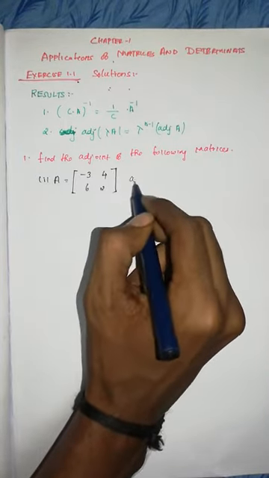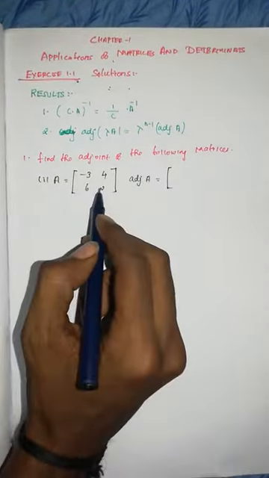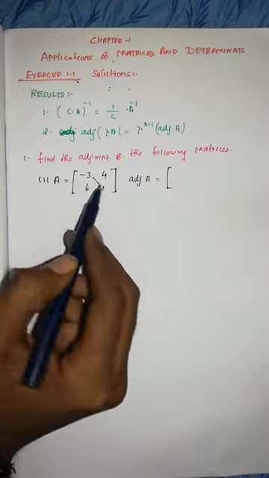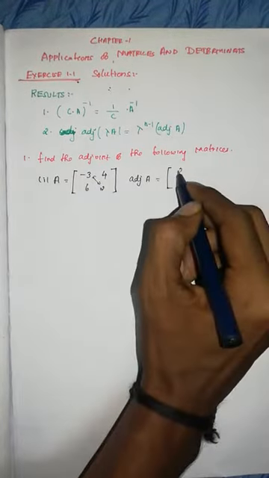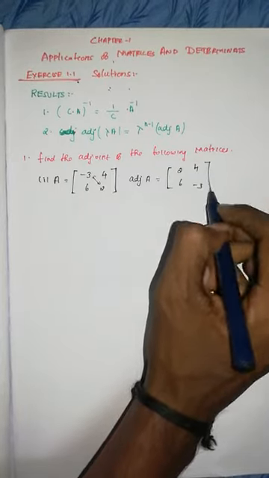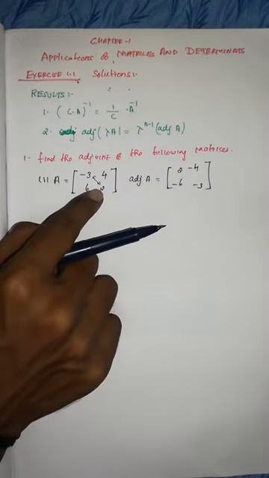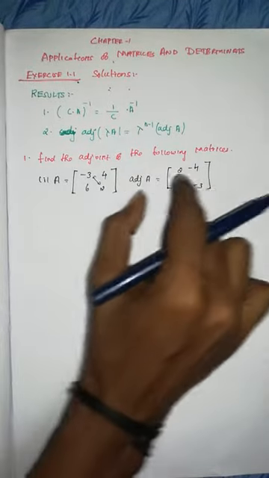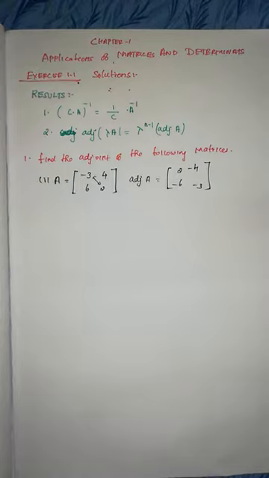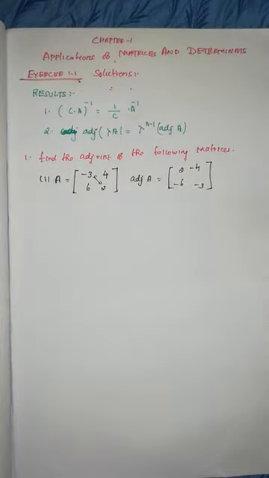Now how to find adjoint of A? I kindly recommend you to watch the previous videos. So adjoint of A is, these two numbers will get interchanged. So 2 goes here, minus 3 comes here, and then you put these other numbers as it is, and then you multiply by minus. So what we did now is, you interchange these two numbers, keep these two numbers the same, and multiply by minus. So this is very easy. This is the adjoint of A.